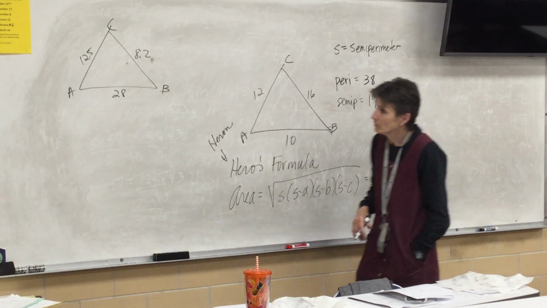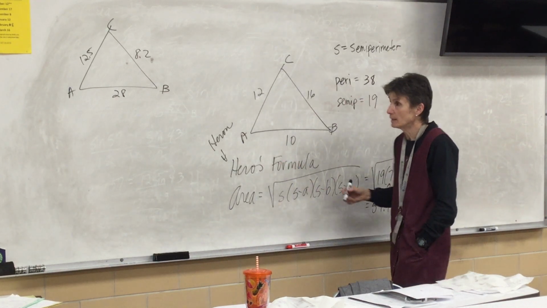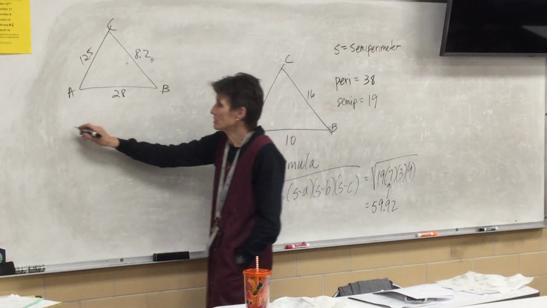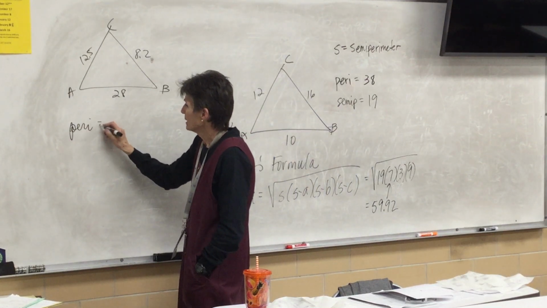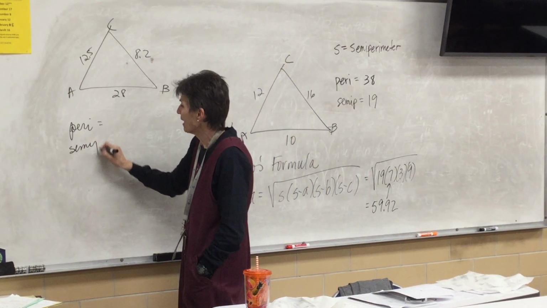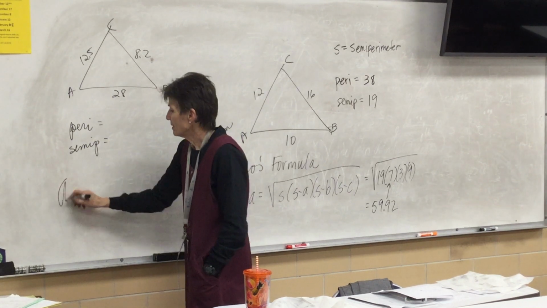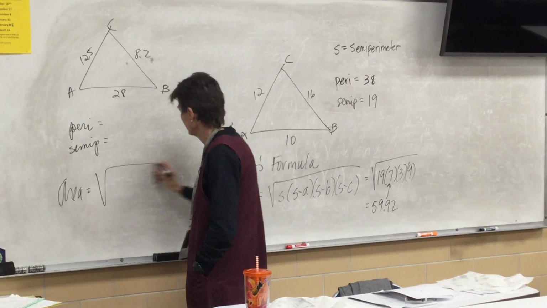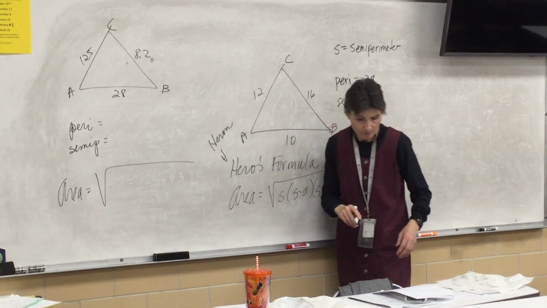All right, so here we go. We're going to do Hero's formula. So the first thing we need to do is find the perimeter. And then we're going to cut it in half. And then we're going to be able to find our area. All right, so here we go.